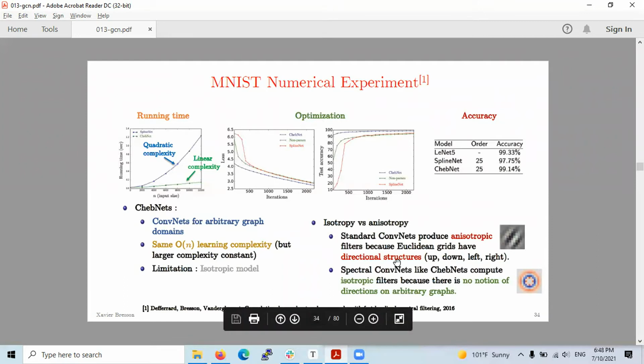Apart from that, there is one important concept being introduced over here about isotropy and anisotropy. So the professor says that the standard coordinates that we are used to, the convolutional neural networks that we have seen, are anisotropic. Anisotropic means that they have a particular direction. Direction in the sense that once you do a convolution operation on a signal or an image, the weights that are being learned have a certain direction in space.